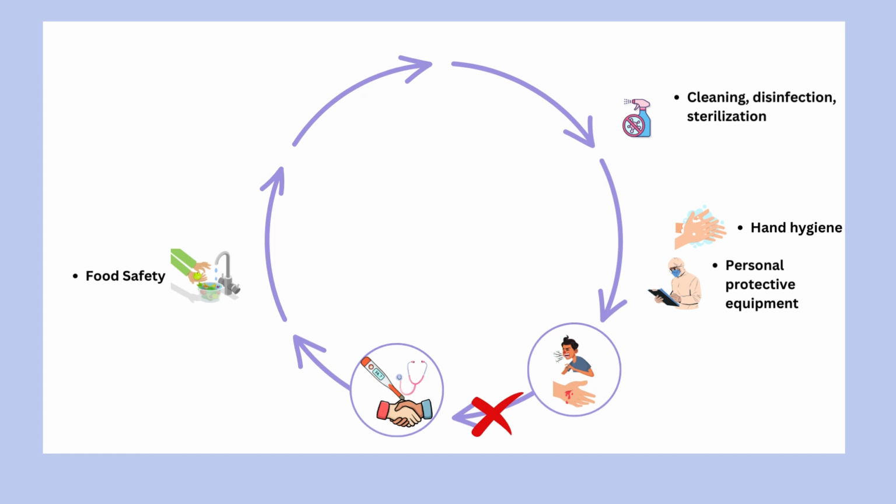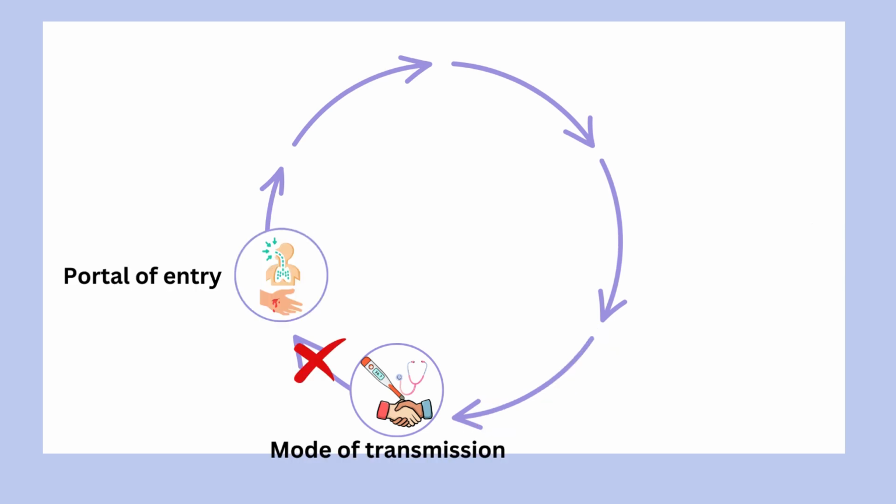other food items. Another method is called isolation, which separates individuals who are infected or suspected of being infected from those who are healthy. We applied this method a lot during the COVID-19 pandemic.